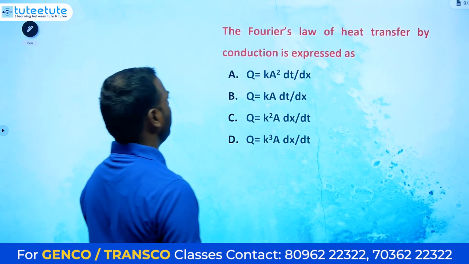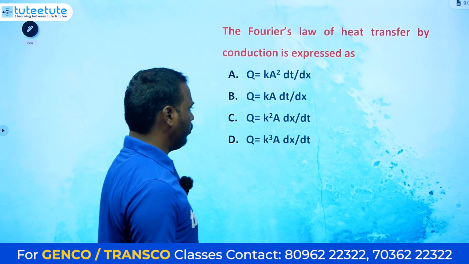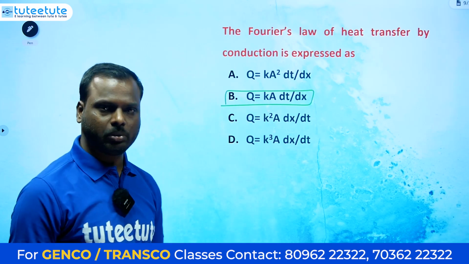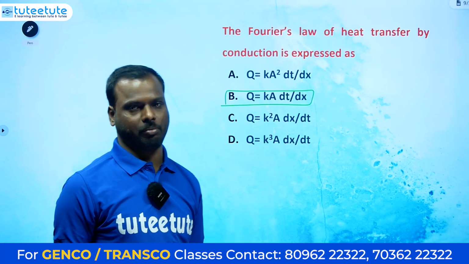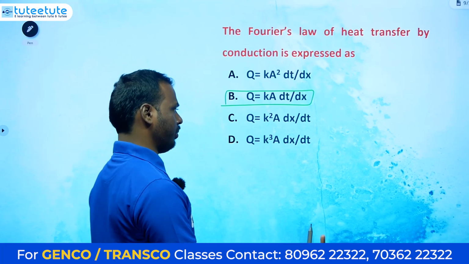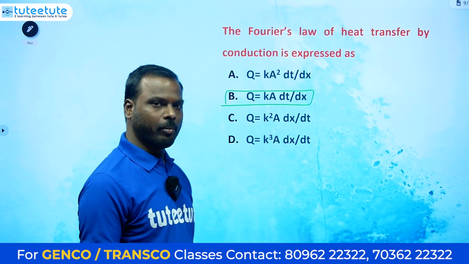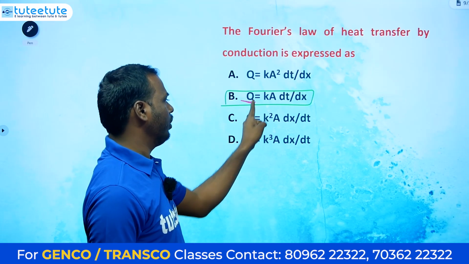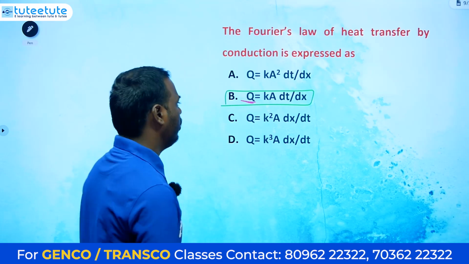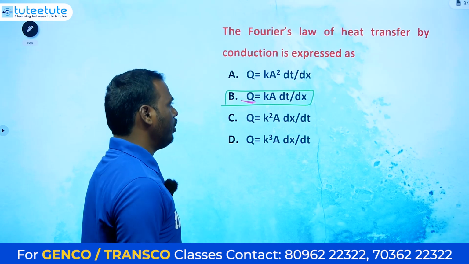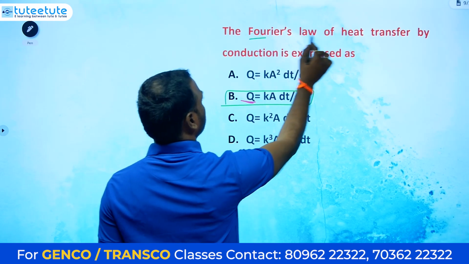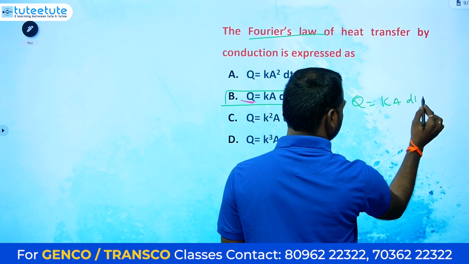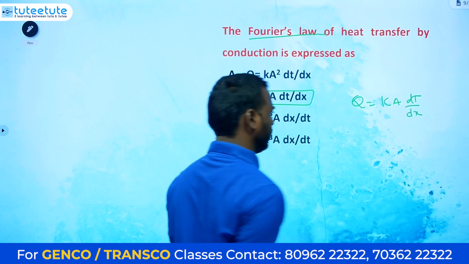Fourier's law of heat conduction is expressed as, we know, Q = -kA dT/dx. Of course sometimes he may give the minus symbol or he may not, but remember that the negative symbol is there in order to keep Q positive. Fourier's law is nothing but Q = kA dT/dx.